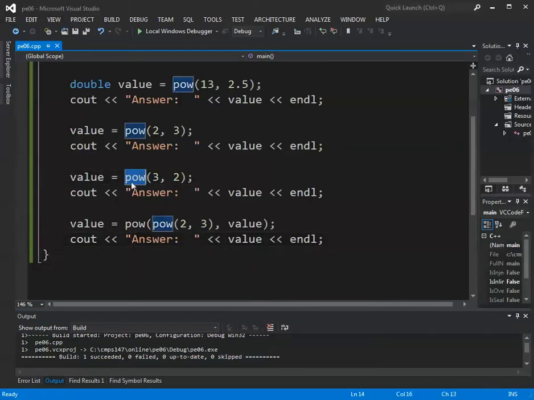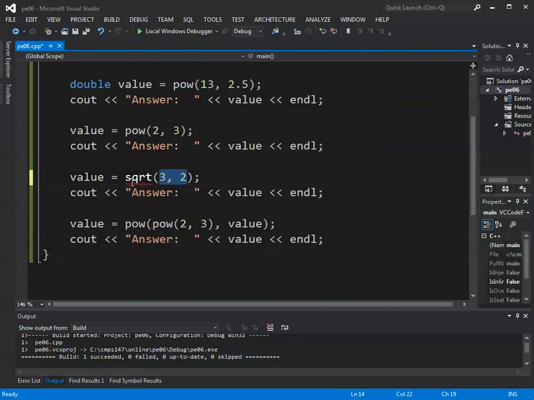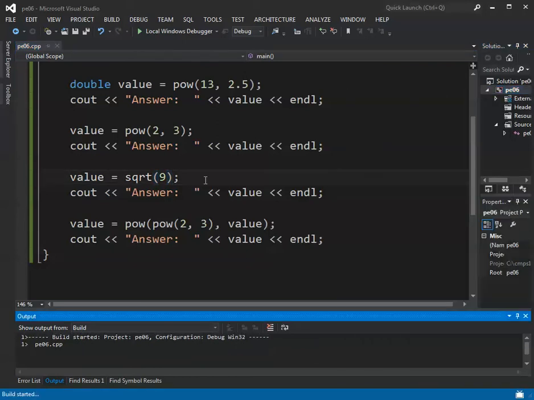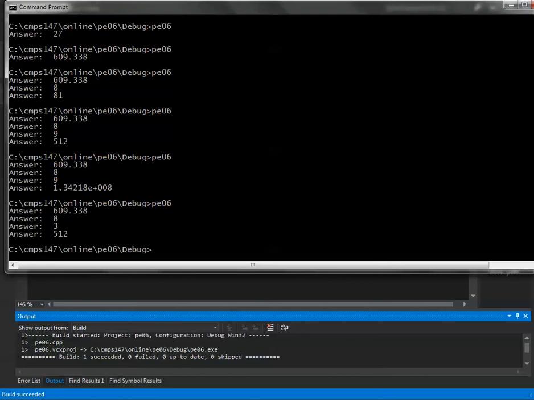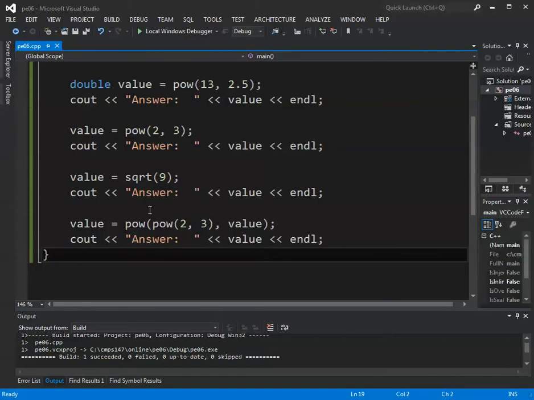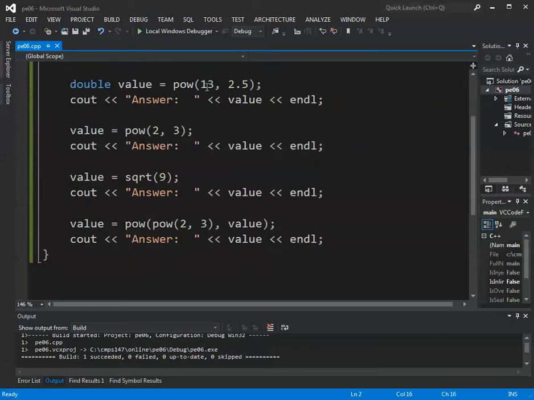Now we're not limited just to the power function, right? So we can call square root. Maybe you get the square root of 9. That will, of course, return 3. So we should see our 609 value. We should see our 8, and then 3 now instead. And then, of course, this is going to be 8 raised to the third power. And 8 raised to the third power ends up being 512 as well. So the point here is that we've got a number of different functions that are going to be available to us through this cmath library. Calling them basically works the same way each time.